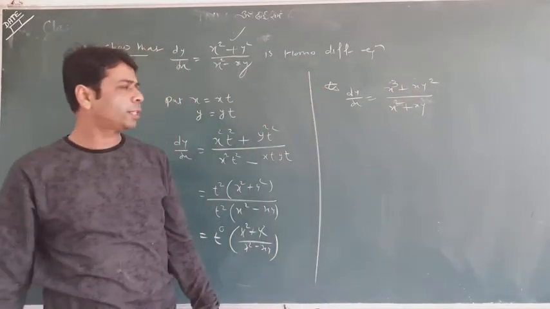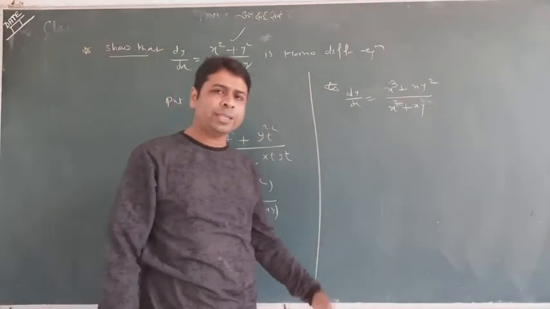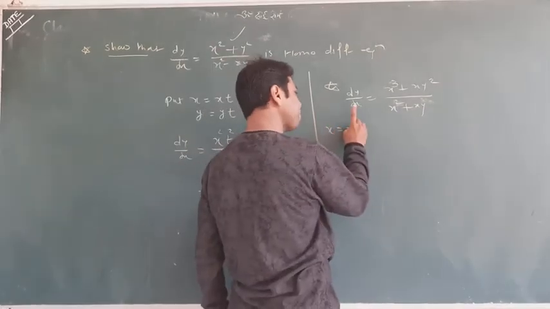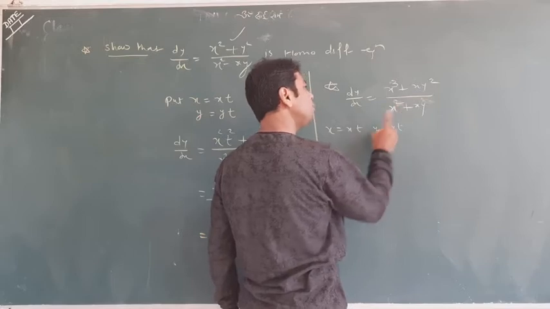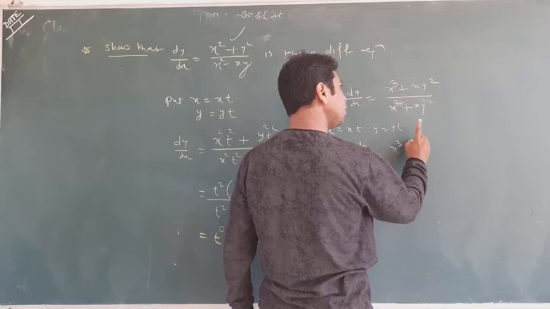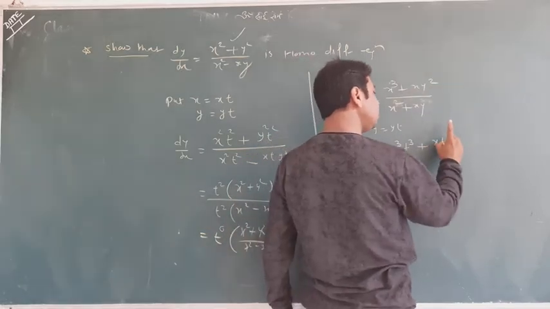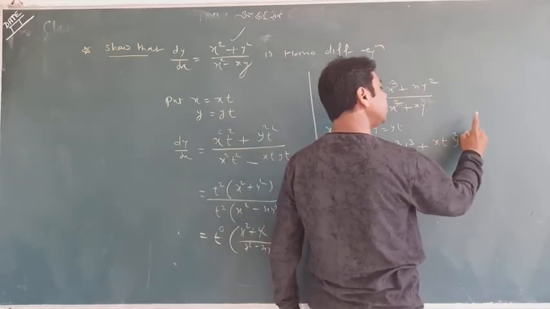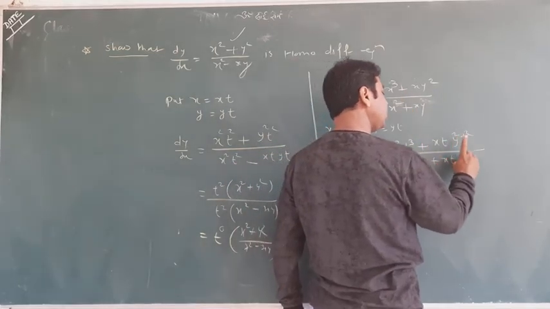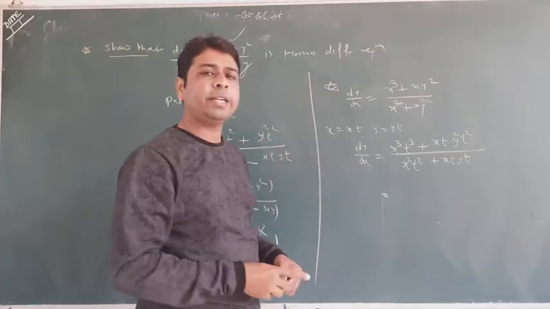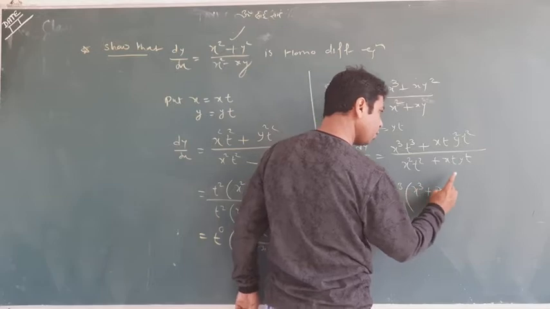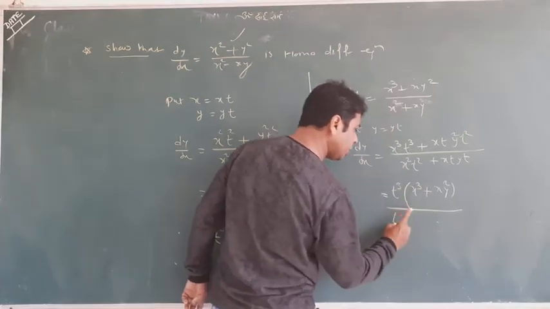Suppose there is a question like that, and it says show whether it is homogeneous or not. You take x equal to xt, y equal to yt in dy by dx. What do you think? In the numerator, t cube is common, and in the denominator, t square is common.